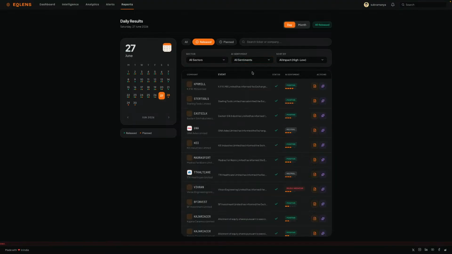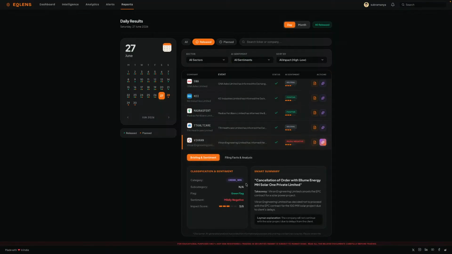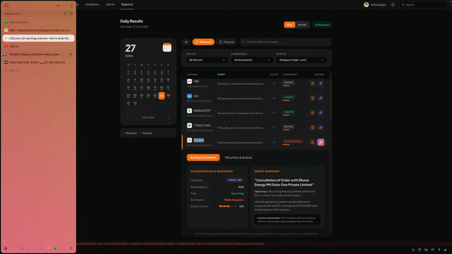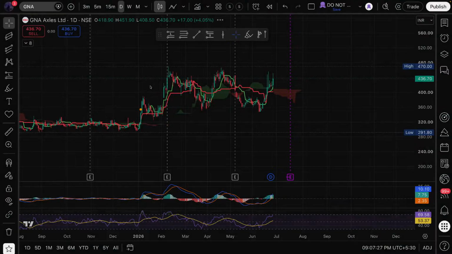I saw one extremely negative, mildly negative. My bad. So what is it? Order win, but it's mildly negative. Cancellation of order with Illume Energy MH Solar Private Limited. Okay. Alright, let's go to Vikrant. So this is negative itself, but it says mildly negative. Let's see how mild the mildly negative is.